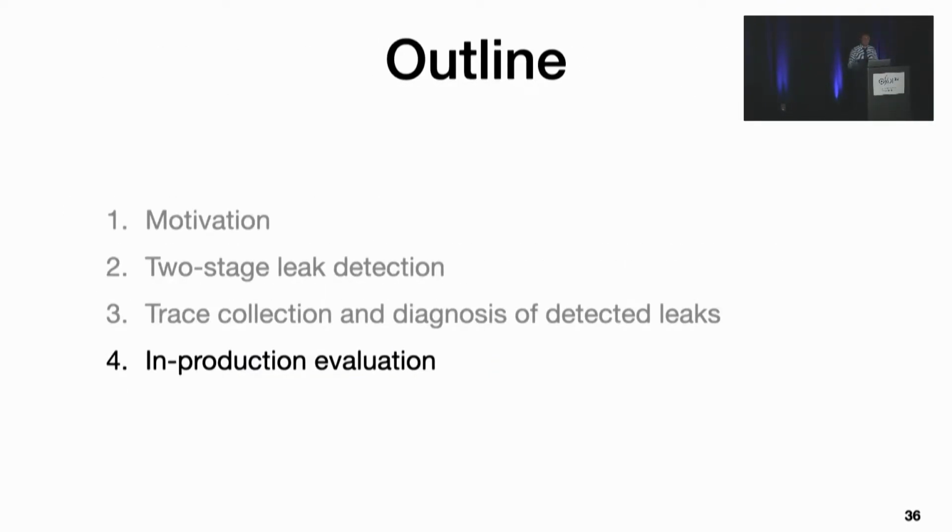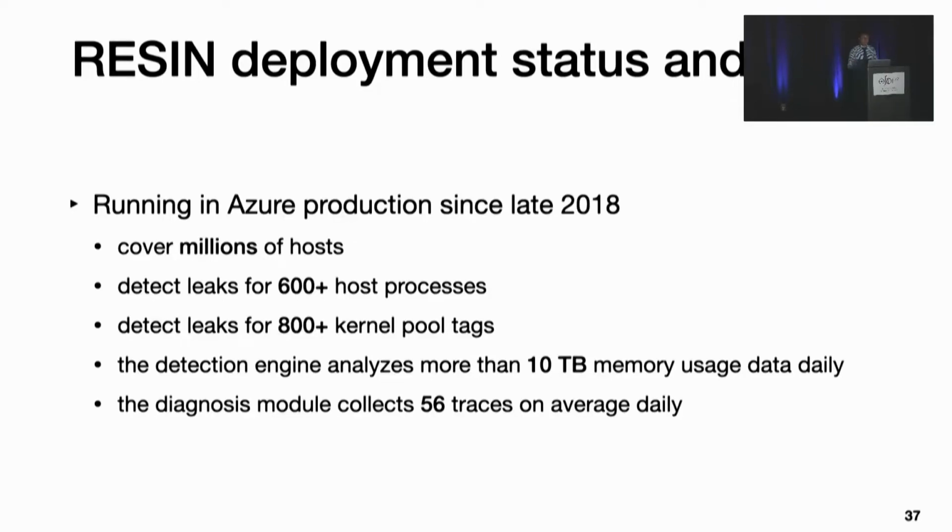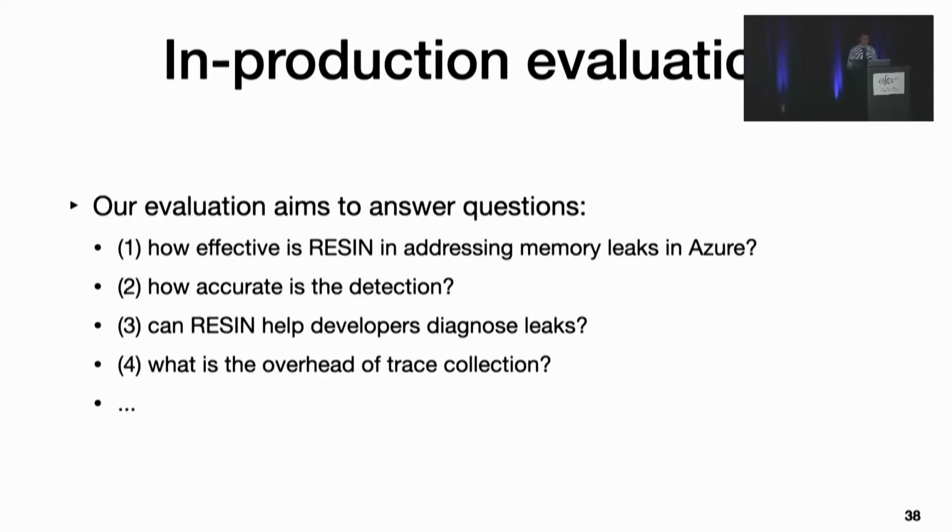Now, evaluation. RESIN has been deployed in Azure production since late 2018, covering millions of hosts, hundreds of different components, and dealing with massive data daily. In the evaluation, we aim to answer questions such as how effective is RESIN in addressing memory leaks in Azure, and how accurate is detection.